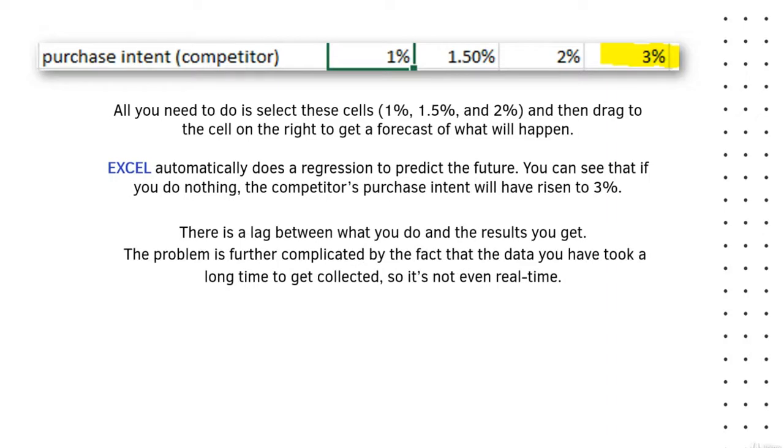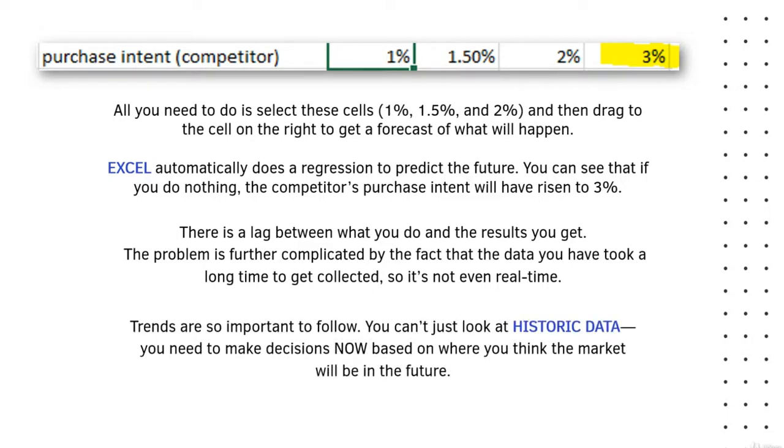Here's the sad part. Even if you do something to correct the trend, you'll probably get the same result. Why? Because there is a lag between what you do and the results you get. The problem is further complicated by the fact that the data you have took a long time to get collected, so it's not even real time. That's why trends are so important to follow. You can't just look at historic data. You need to make decisions now based on where you think the market will be in the future.